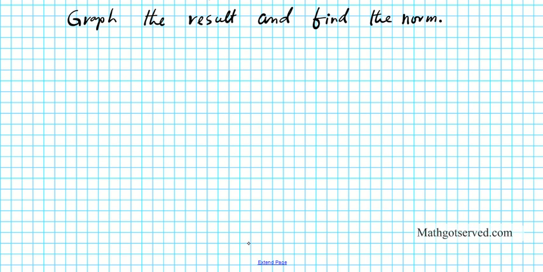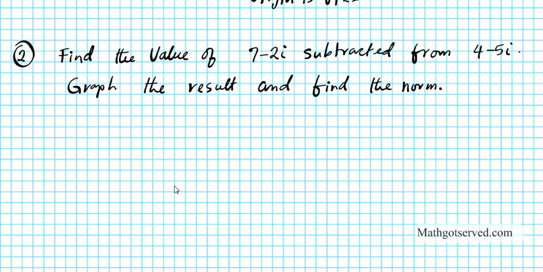Okay, so let's go ahead and do this. First thing we're going to do is subtract this from that. When you're subtracting this from that, we're going to have to reverse the order. This is being taken out of that, so if I translate it into math, it's going to be 4 minus 5i minus 7 minus 2i. Because we're subtracting this from that, that's how you write it.